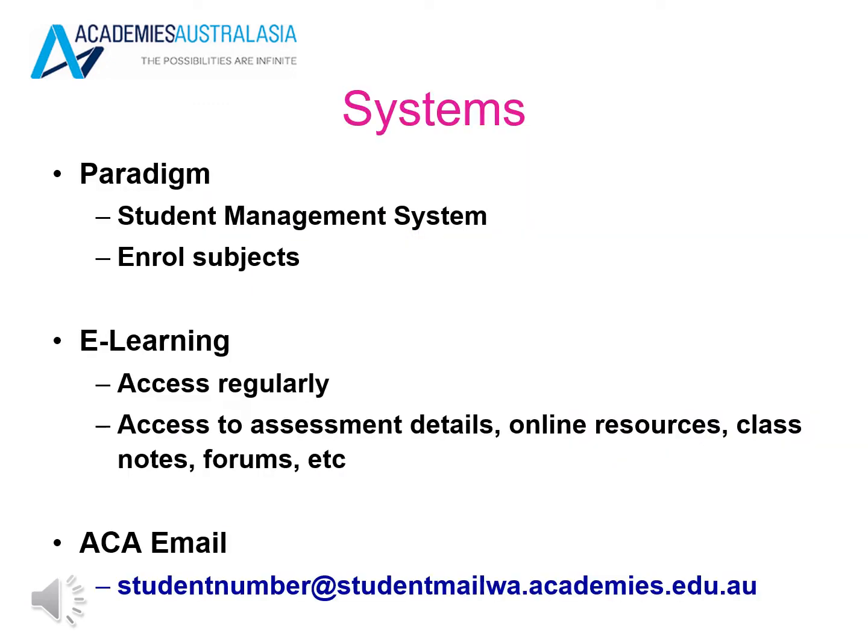The systems you will use while you are studying are Paradigm, which is the student management system, where you'll enroll subjects, and the e-learning system, which will give you all your information about assessment details, online resources, class notes and forums, and you will access this e-learning system very regularly. Your Academies Australasia email address is your student number at studentmail.wa.academies.edu.au.